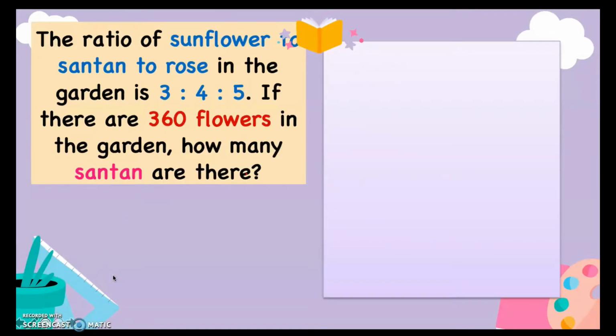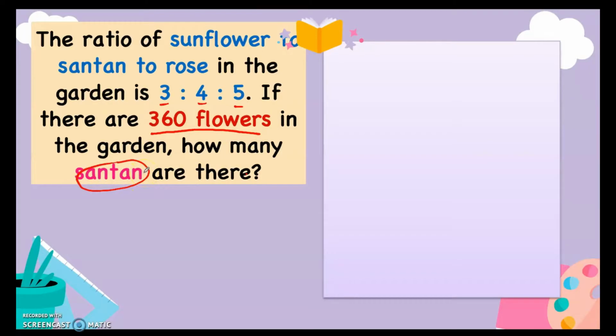Next example. The ratio of sunflower to santan to rose in the garden is 3:4:5. If there are 360 flowers in the garden, how many santan are there? So take note that the total flowers is 360, and the ratio of sunflower, which is 3, to the santan, which is 4 parts, and to the rose, which is 5 parts. But the question here is only the santan. So how many santan are there?